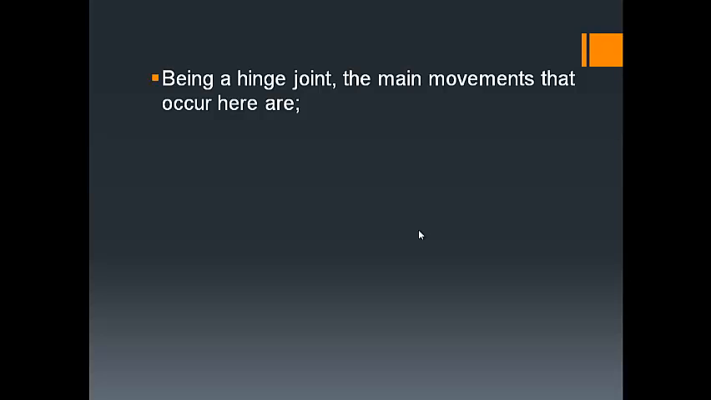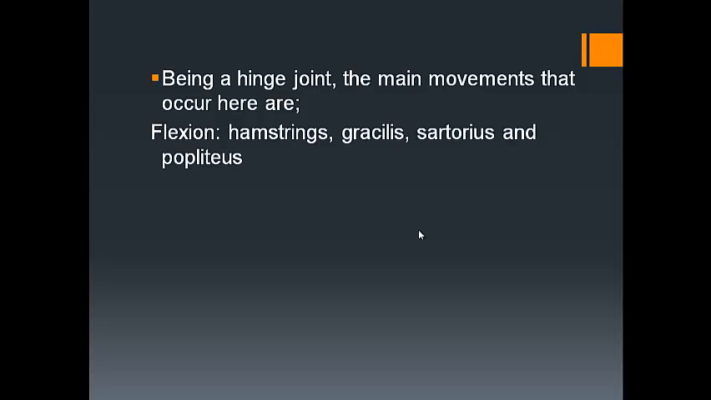So being a hinge joint, the main movements that happen at the knee are flexion and extension. Flexion is a function mainly of the hamstrings. The gracilis, sartorius, and popliteus also assist with this action. With extension, this is a function of the quadriceps femoris, which were the muscles of the anterior compartment of the thigh.